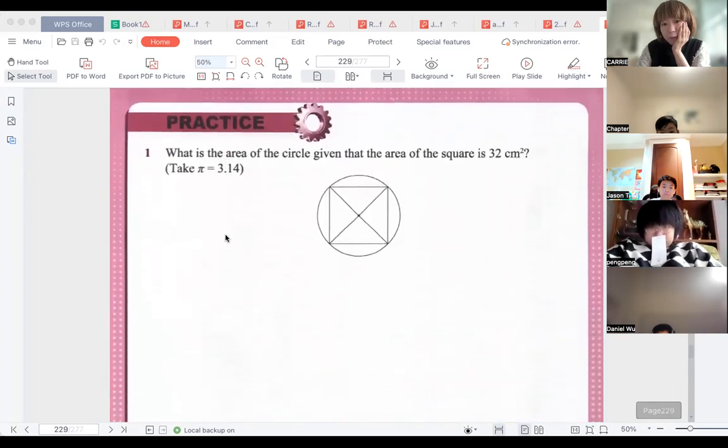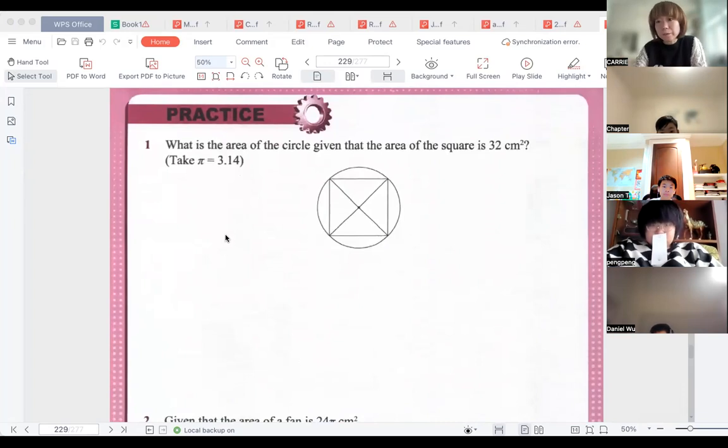Okay, so let's take a look at number 1, practice questions, okay? Number 1, what is the area of the circle given that the area of the square is 32 centimeters squared?